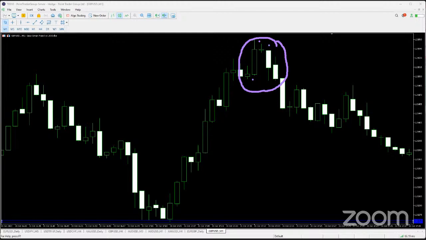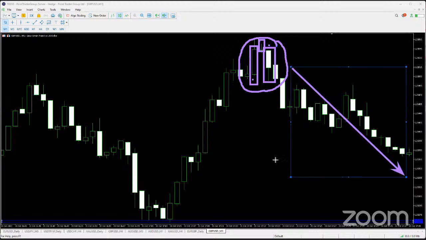Why? Because as you can see here, what we have here is three candles: a bullish one, this one, a bullish candle, then a small candle, then a very bearish candle that engulfs the previous one. This would simply push the pair downwards, like this.